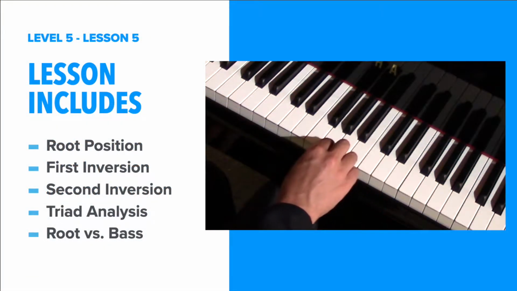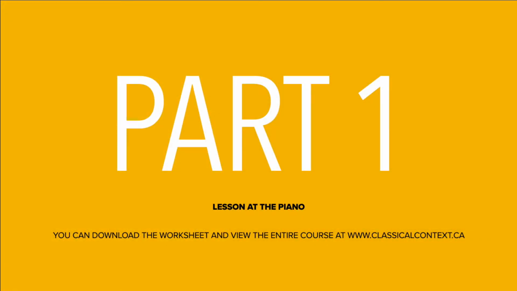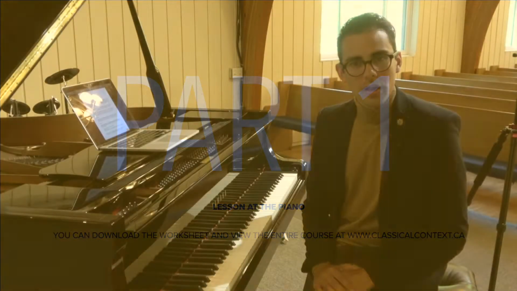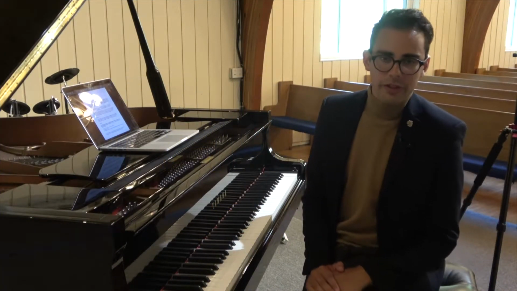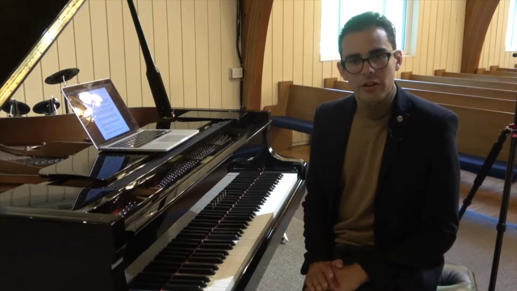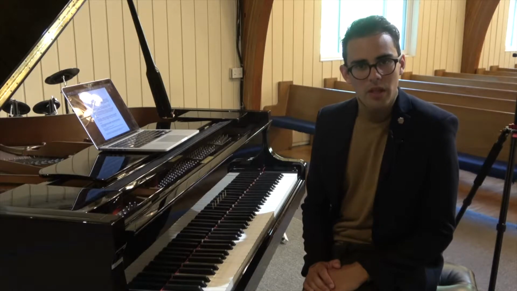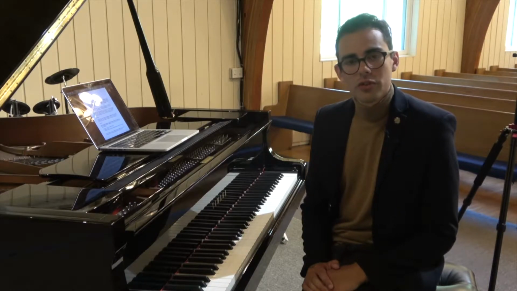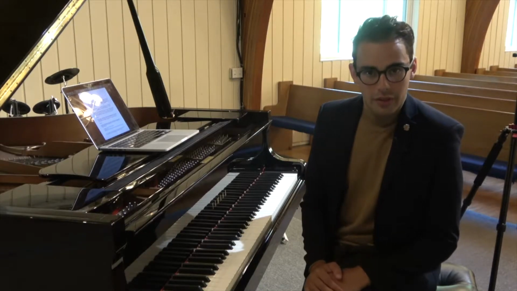So now we know all about major and minor triads. We know that major triads are built out of a major third and a perfect fifth, and we know that minor triads are built out of a minor third and a perfect fifth. We also know that there are three notes in a triad. The bottom note is always referred to as the root, the middle note is referred to as the third, and the top note is referred to as the fifth.